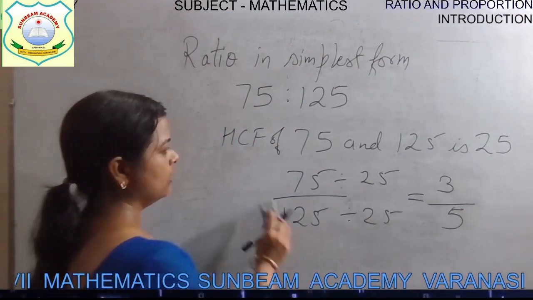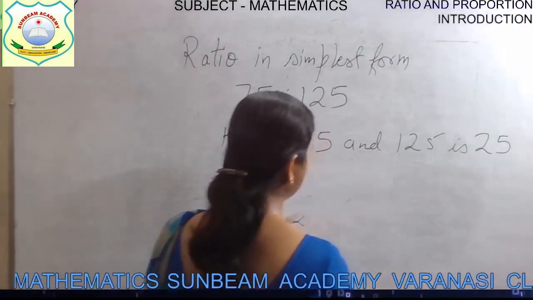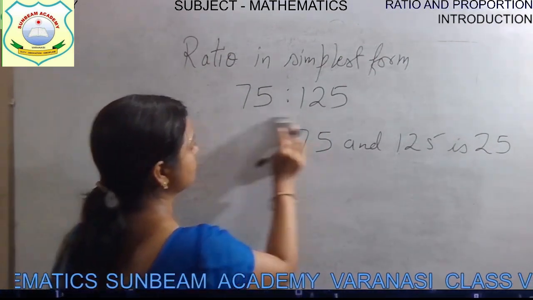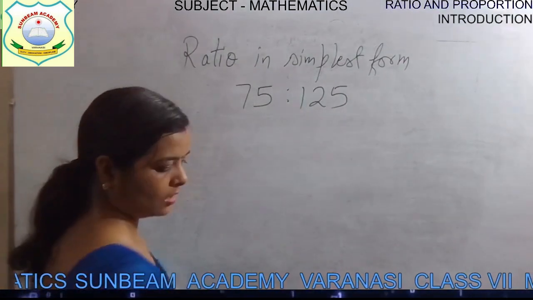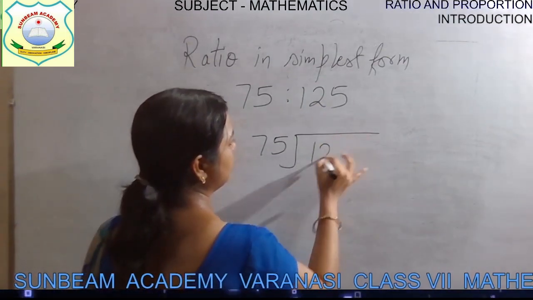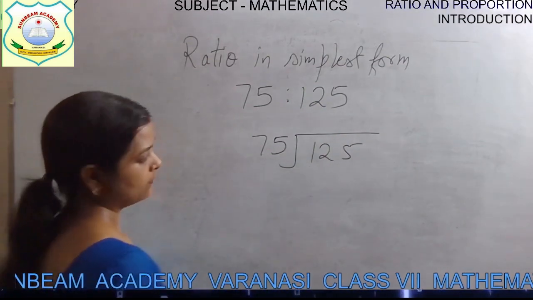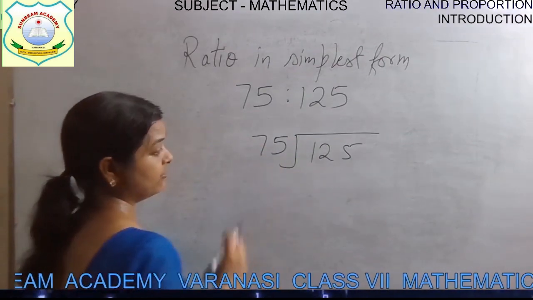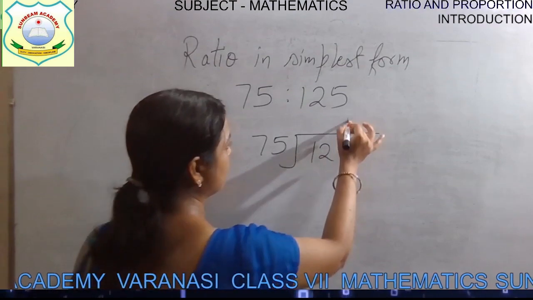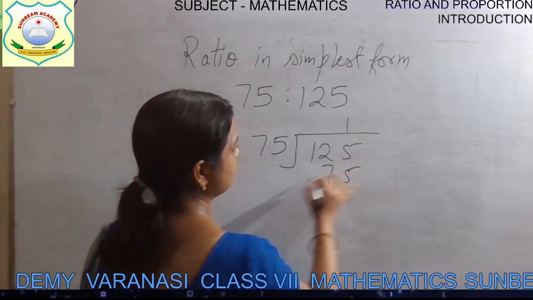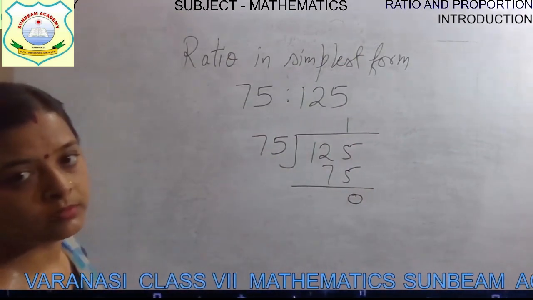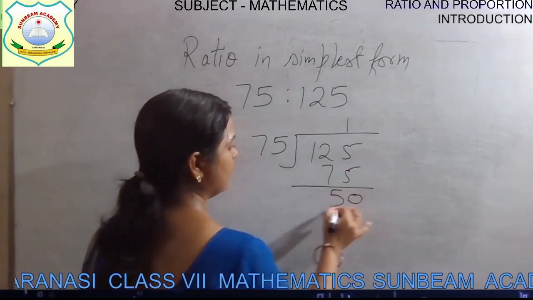Okay. There is another method. Do you remember that method, how to find the HCF? Let's solve. Division method. How can you find the HCF of these two numbers, 75 and 125? Now 75 2s are how much? It will be 150. It is increasing. So we will go for one time. 75 ones are 75. Subtract, 50.